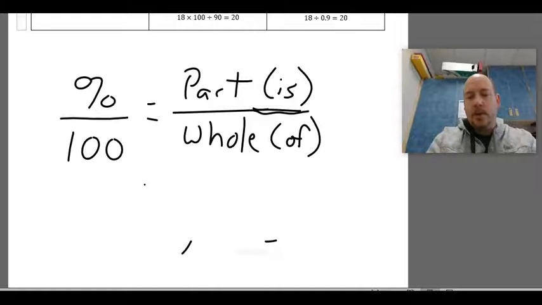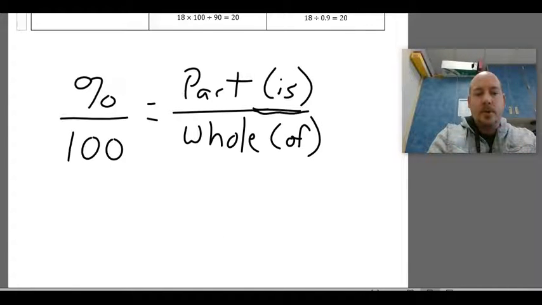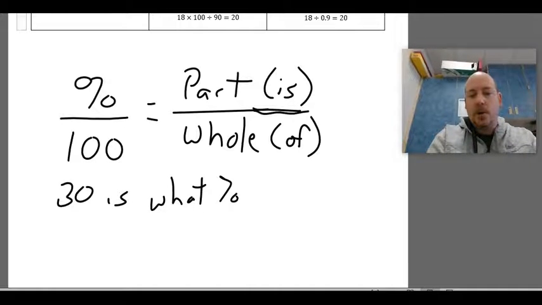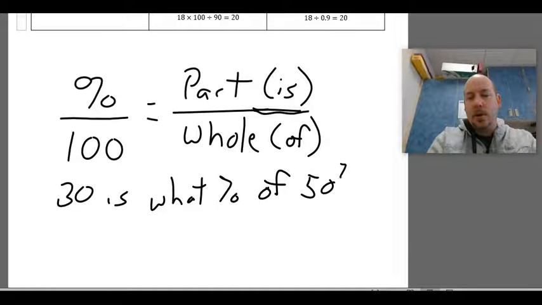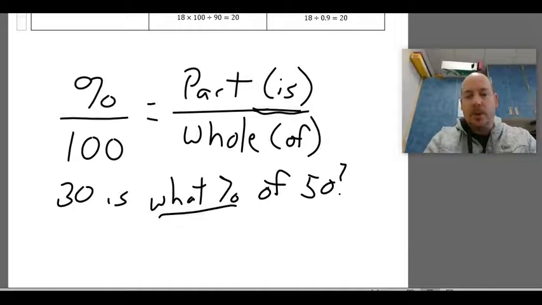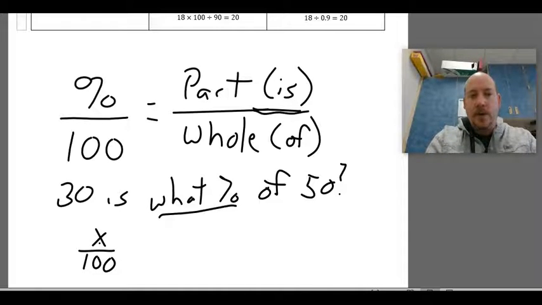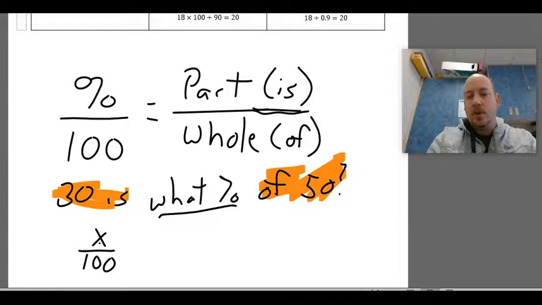Okay, so our problem was 30 is what percent of 50? In this case, I don't know the percent, so that's where my variable would go, where the percent sign is. So x over 100. And we've got 30 is, and of 50. We've got those is and of clue words to help us. So 30 goes on top, 50 goes on bottom. 30 is the part, 50 is the whole.